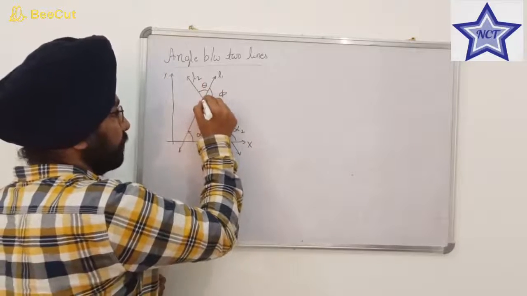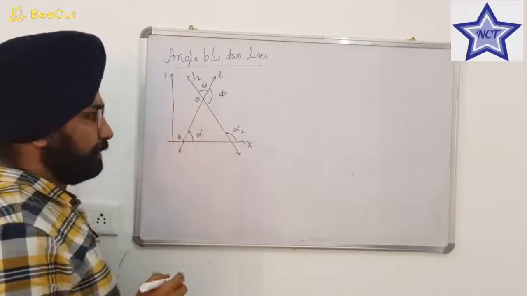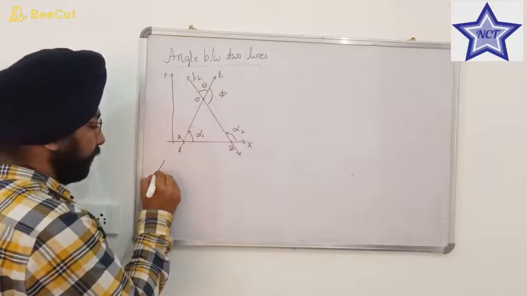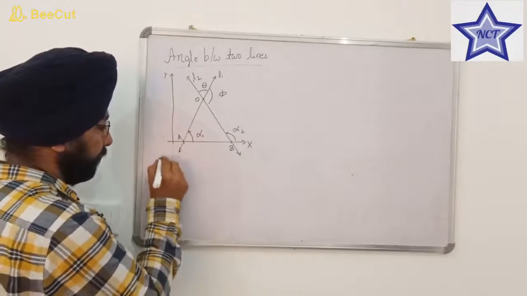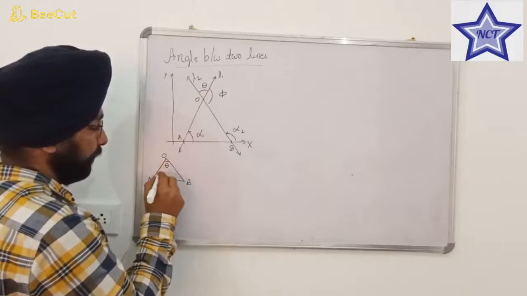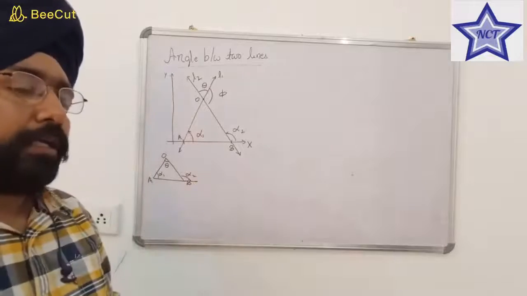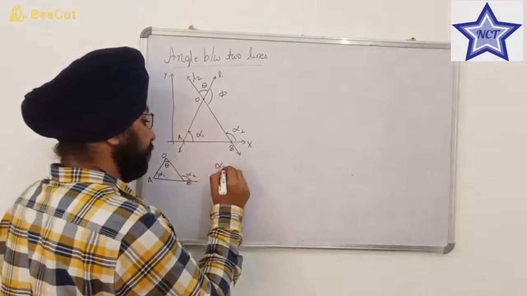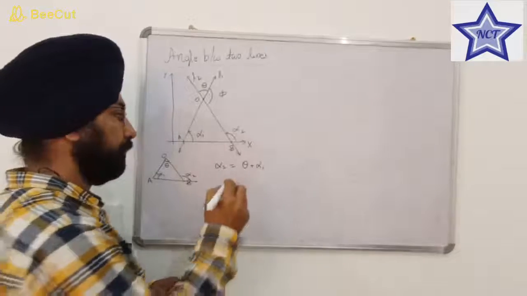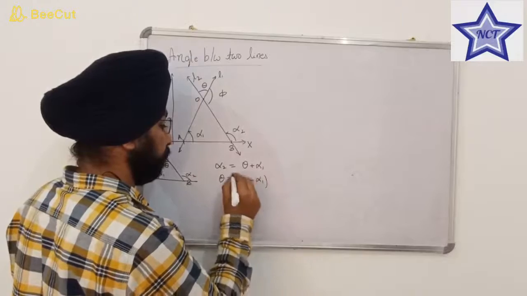If I consider intersection point of two lines as O, intersection point of line 1 on x-axis as A, intersection point of line 2 on x-axis as B, considering triangle OAB, we can write this angle as theta, this angle as alpha 1 and exterior angle as alpha 2. As we already know, exterior angle is equal to sum of two opposite interior angles, that is theta plus alpha 1. So I can write theta equals alpha 2 minus alpha 1.